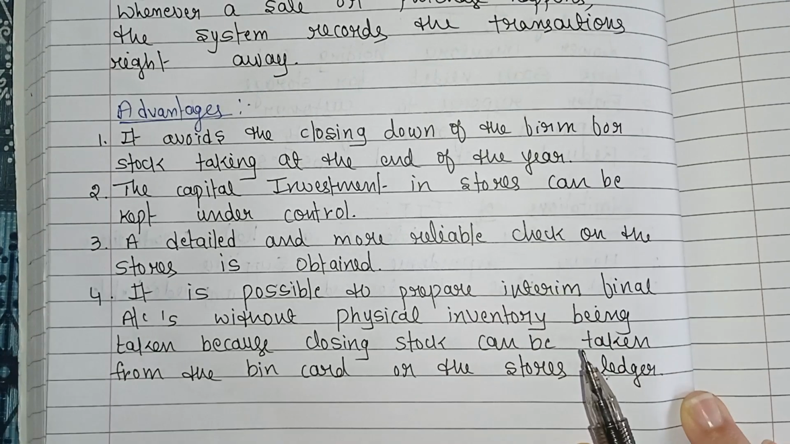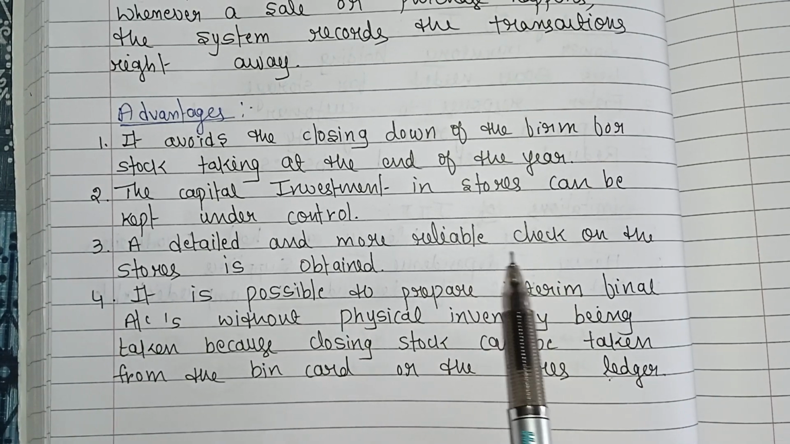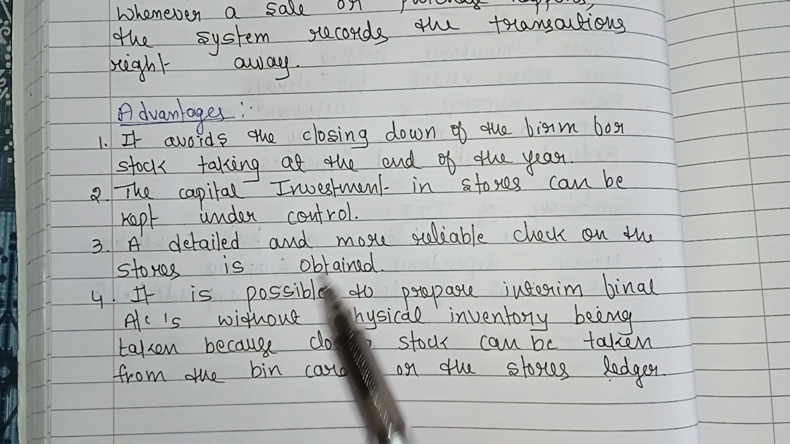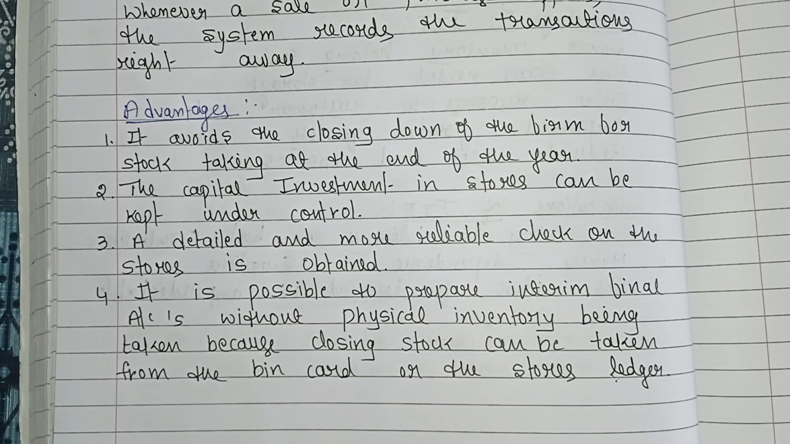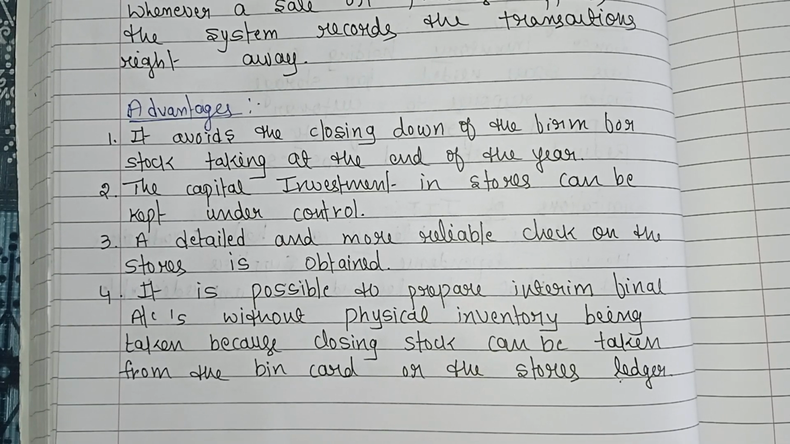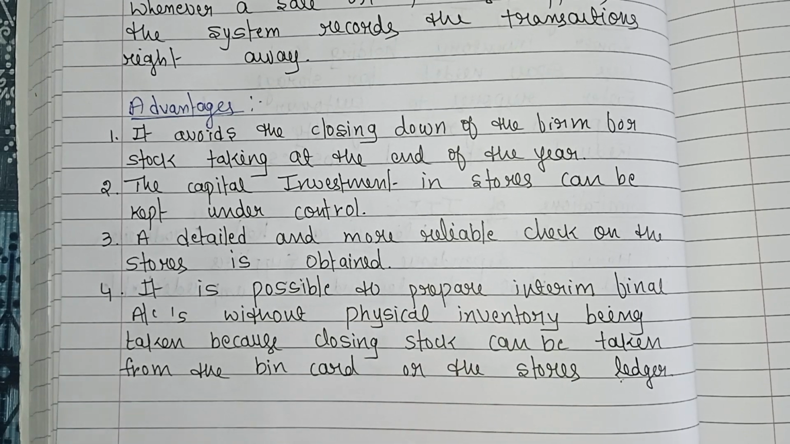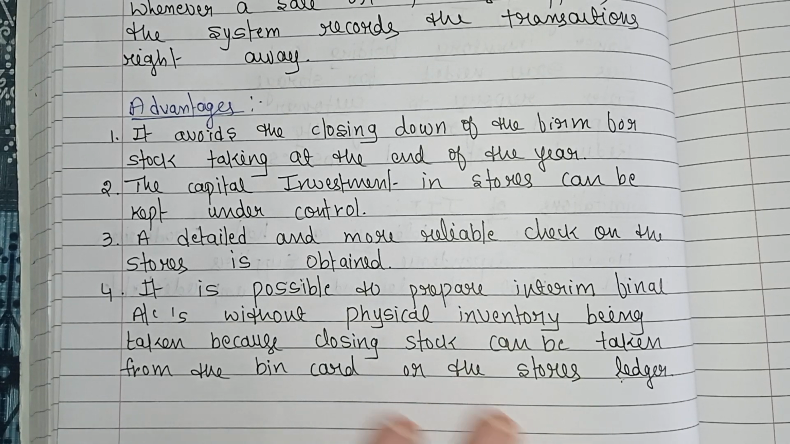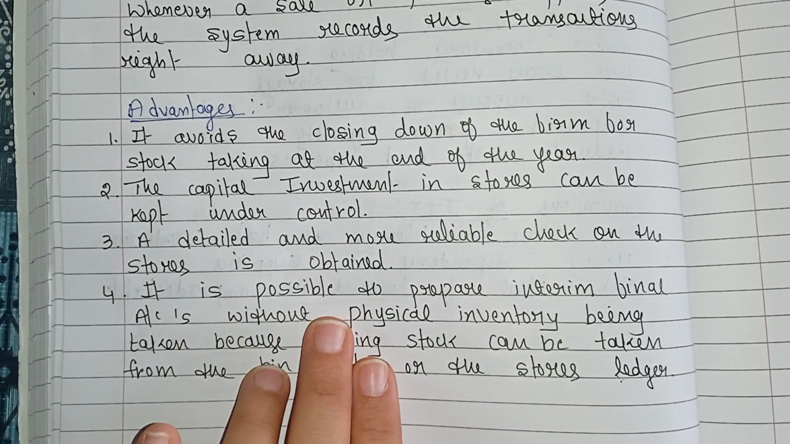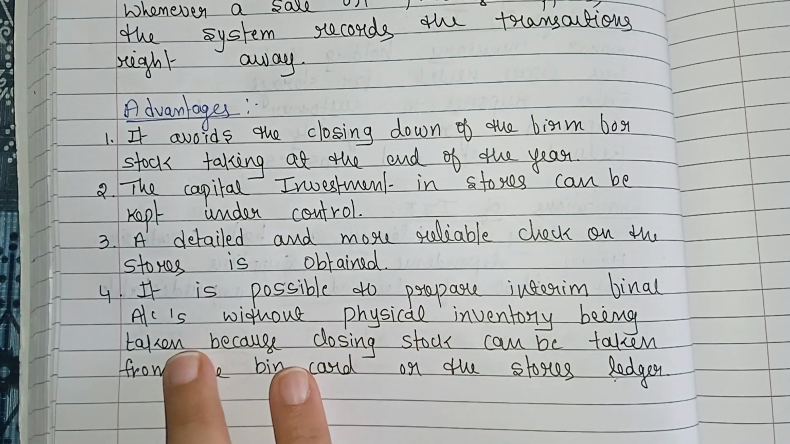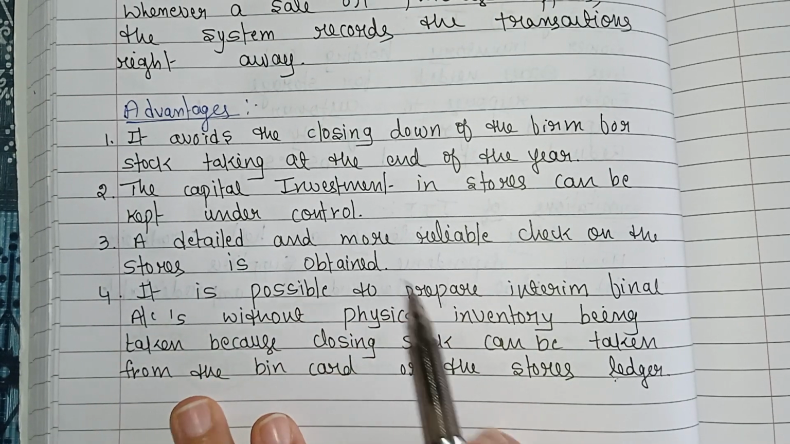Clear? And third one is a detailed and more reliable check on the stores is obtained. It means it ensures a more reliable and detailed check on inventory by updating stock records continuously and accurately. Okay, and fourth one is it is possible to prepare interim final accounts. See, listen to it very carefully.